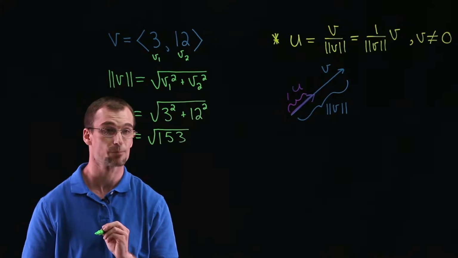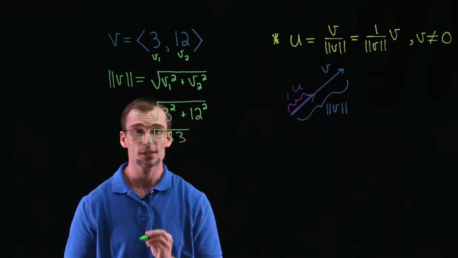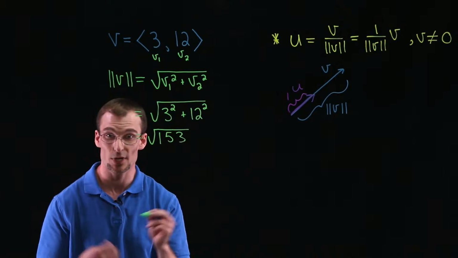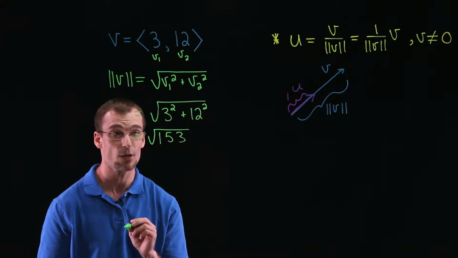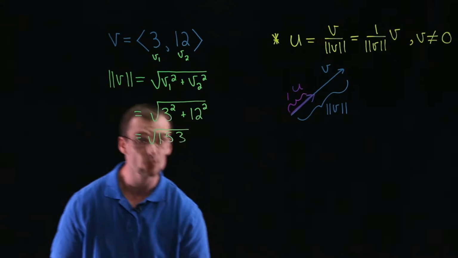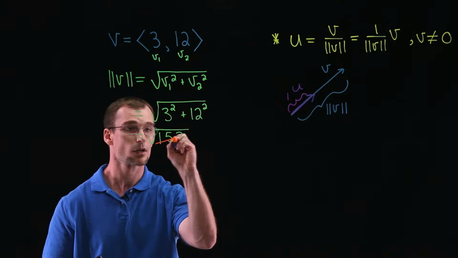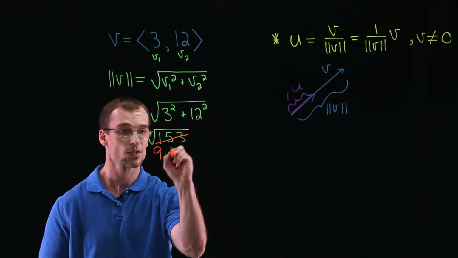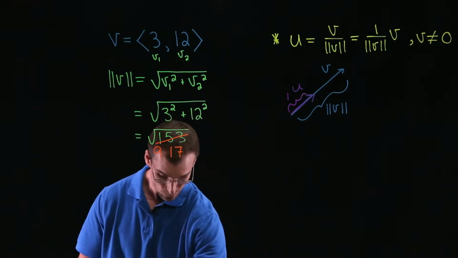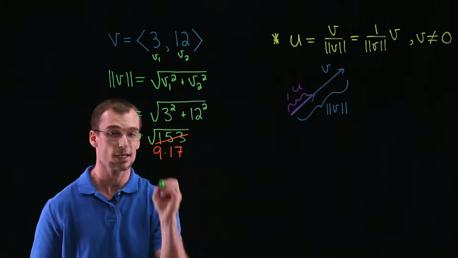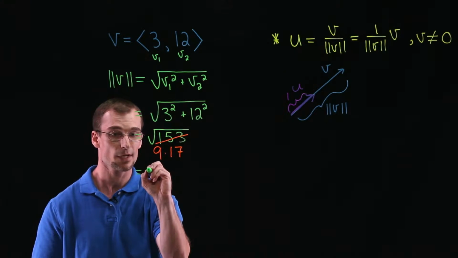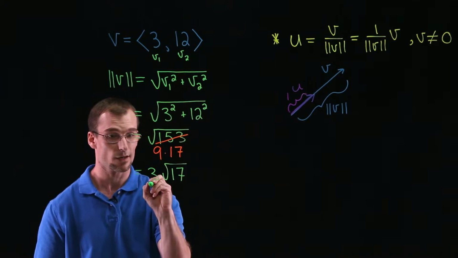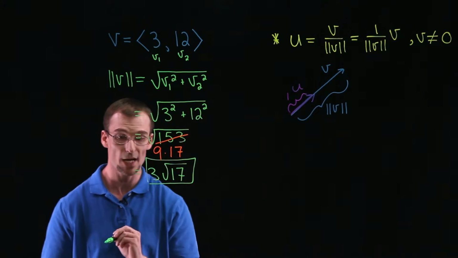Now we can leave it like that, but to save ourselves a little time in the future work, we'll simplify this square root by bringing out any squares that we can, as we've done in algebra. 153 can be written as 9 times 17. So the square root of 9, bringing that out, is 3. So the square root of 153 can be written as 3 times the square root of 17. Okay, so there's our length, or our magnitude.